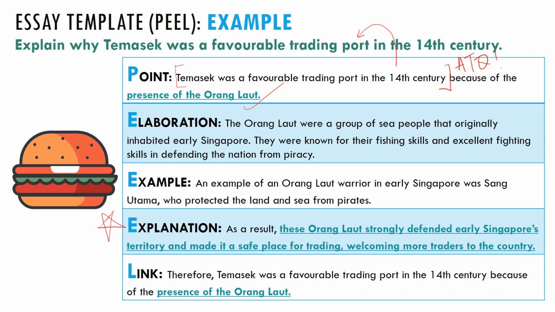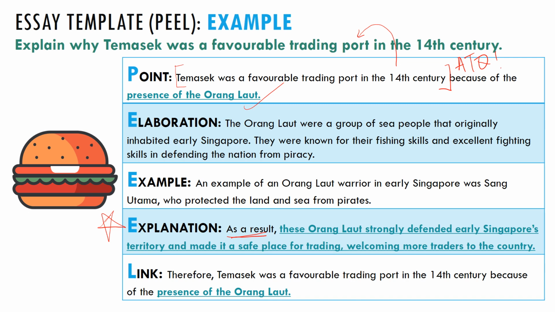Okay, explanation here. As a result, see my keywords here. As a result, always use that. So what? These orang laut strongly defended early Singapore's territory and made it a safe place for trading, welcoming more traders to the country. Okay, so how do I know there is an explanation?